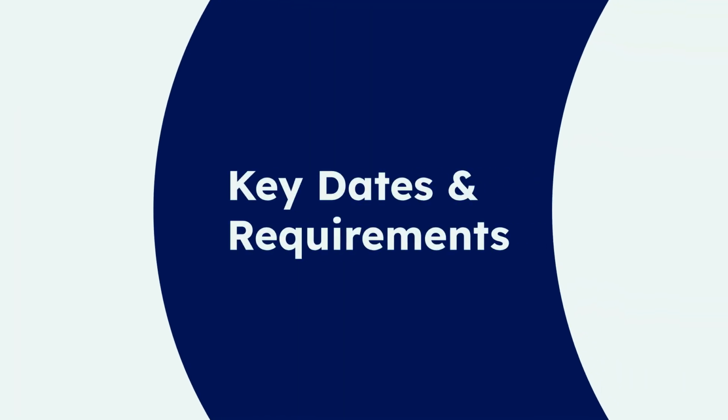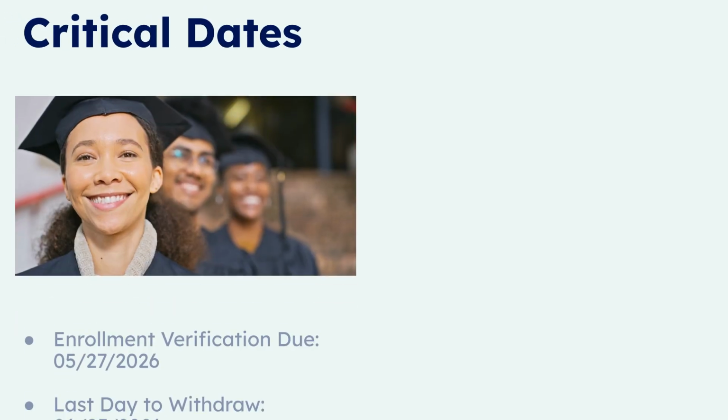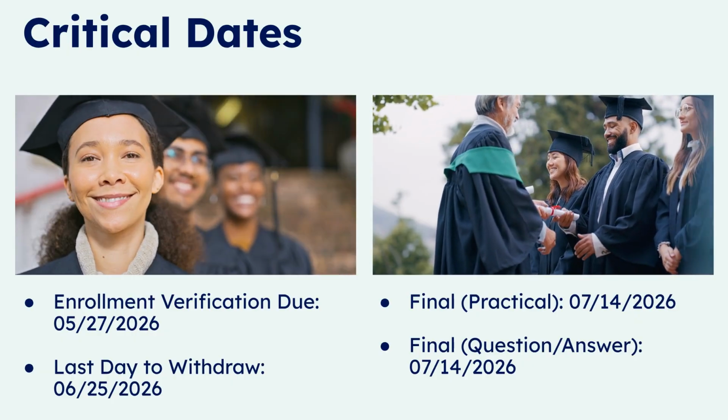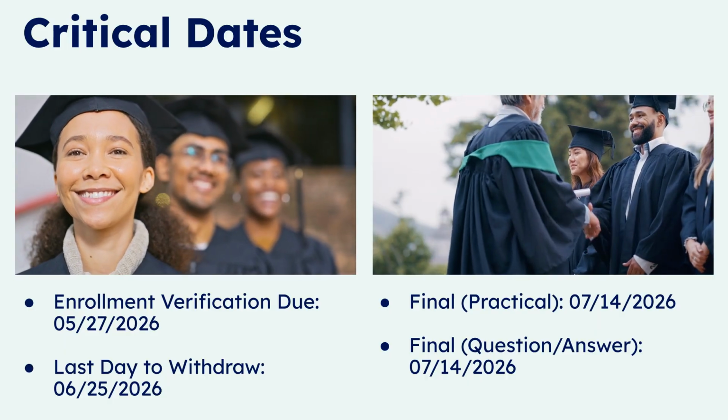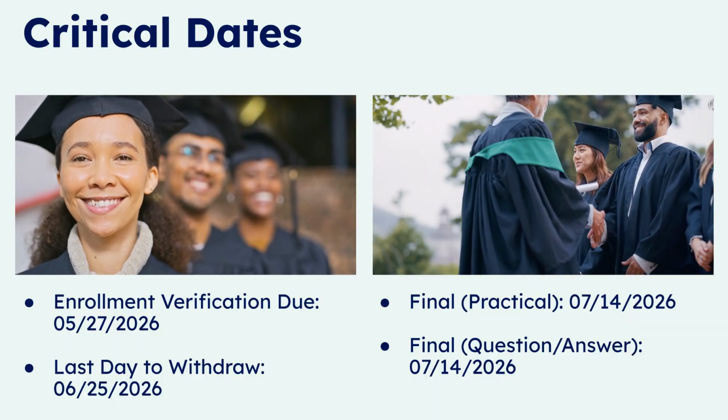Mark these important dates on your calendar now to stay on track throughout the semester. Complete enrollment verification by May 27, 2026. The midterm is due June 16th, week 4. The last day to withdraw is June 25th, and both final exam components are due July 14th, 2026.